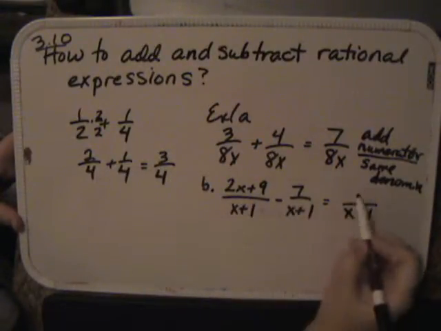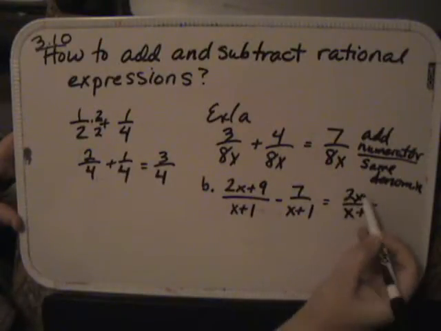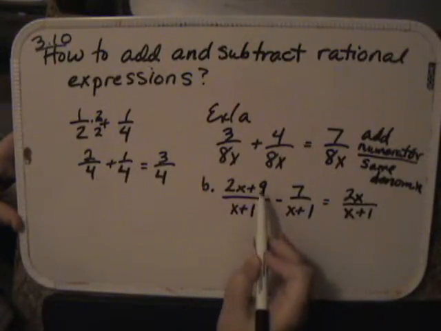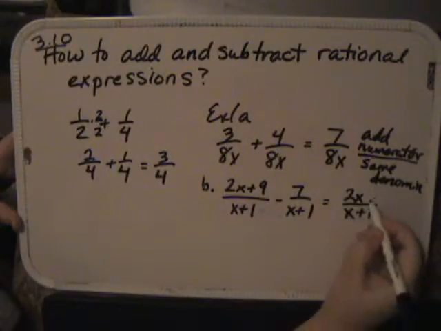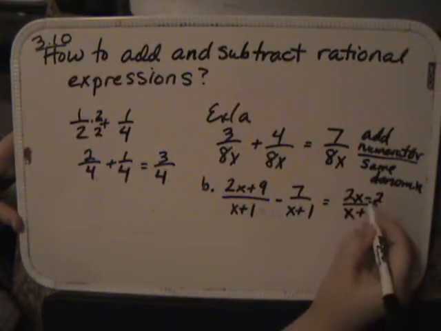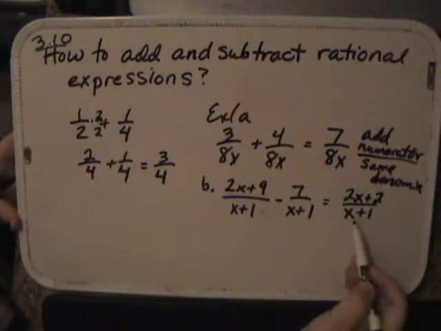2x, there's no x's over here, so it's simply a 2x. And we're going to combine the like terms. 9 minus 7 is a 2. And it should be positive. Now, look at your final answer.